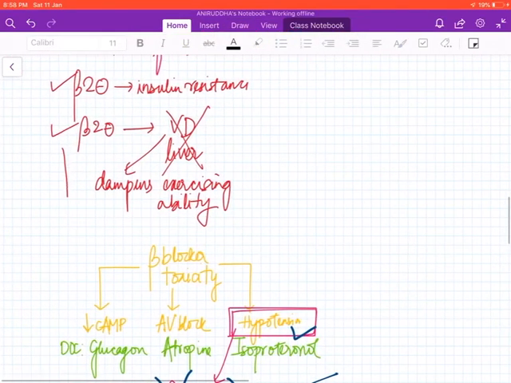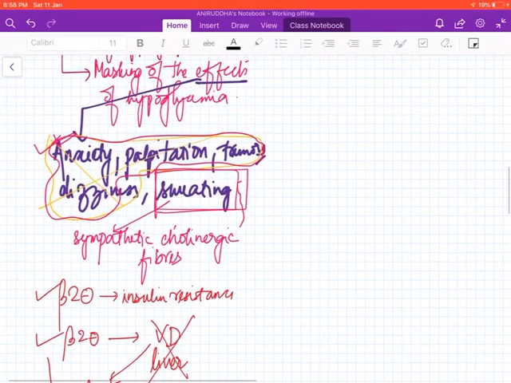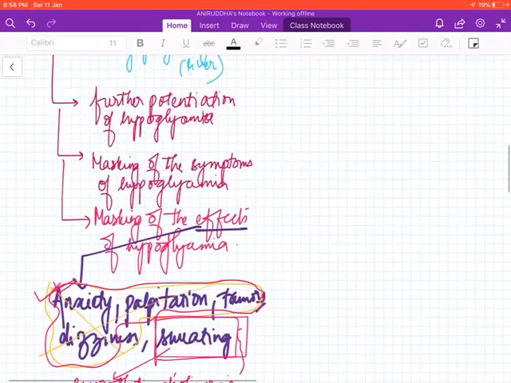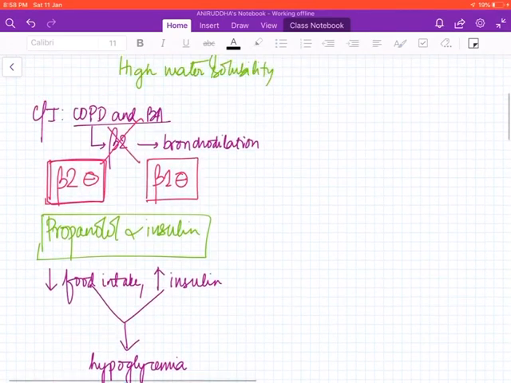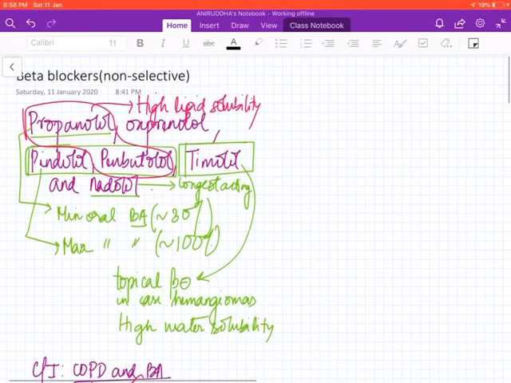The most important drug is of course propranolol. You should remember all its uses. You should remember about the drug interaction, the contraindications, the uses, and some of these pharmacokinetic properties. If you can remember, it's well and good. Yeah, that's all.